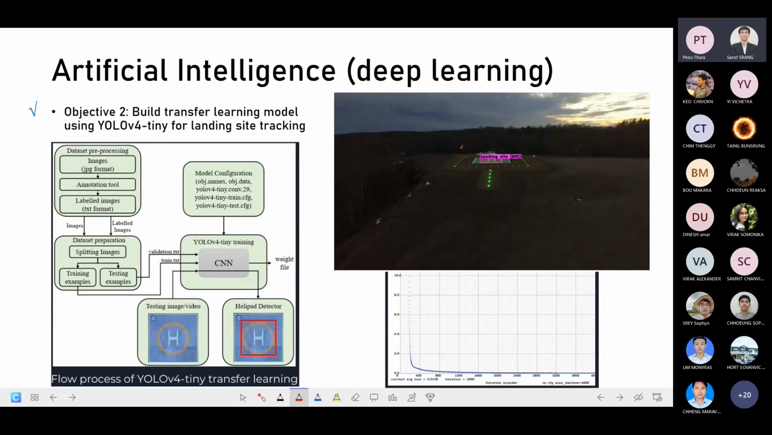One student has implemented YOLO V4 Tiny for landing site tracking. So here, an existing video has been used with the deep learning algorithm to detect the landing site.